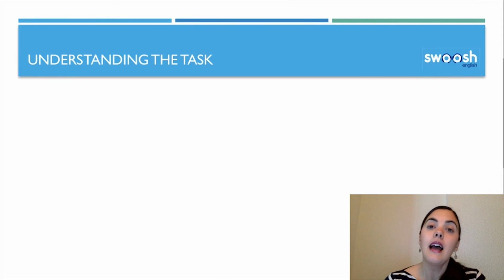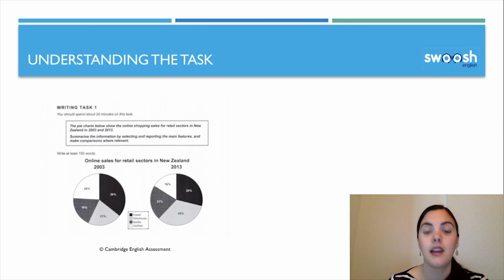So, let's have a look at how to understand the task. This is an example from a past paper of Cambridge, 2 pie charts and a question for you to consider. Let's have a look at the important things to realise when you are faced with this in the exam. There are 2 pie charts. You must talk about both.